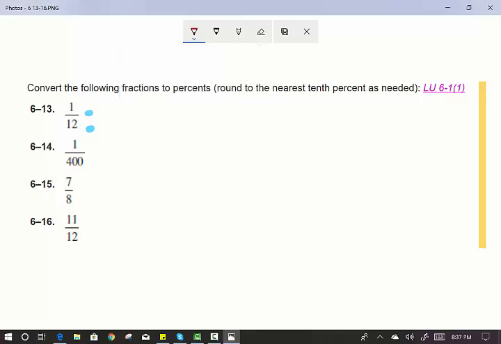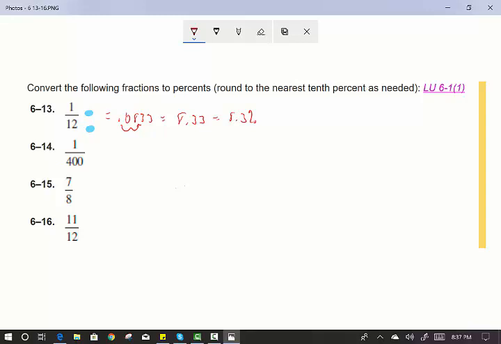So 1 divided by 12 on your calculator is equal to the decimal 0.0833. And now it's a decimal, and we want to go from a decimal to a percent, D to P. So we're going to move the decimal point 2 places to the right, which equals 8.33%, and then to the nearest tenth of a percent equals 8.3%.